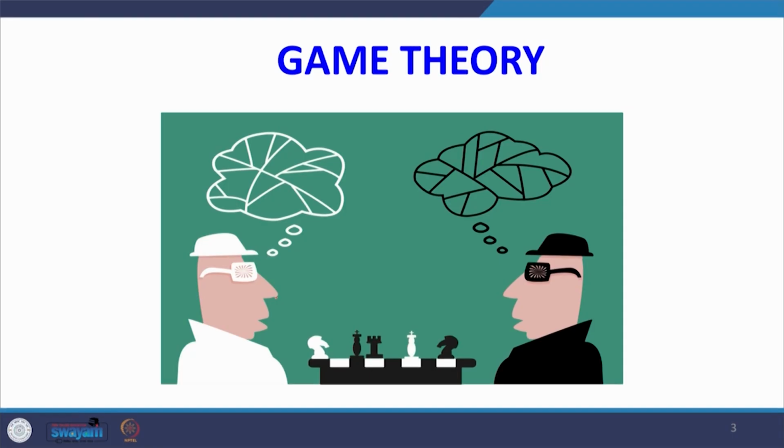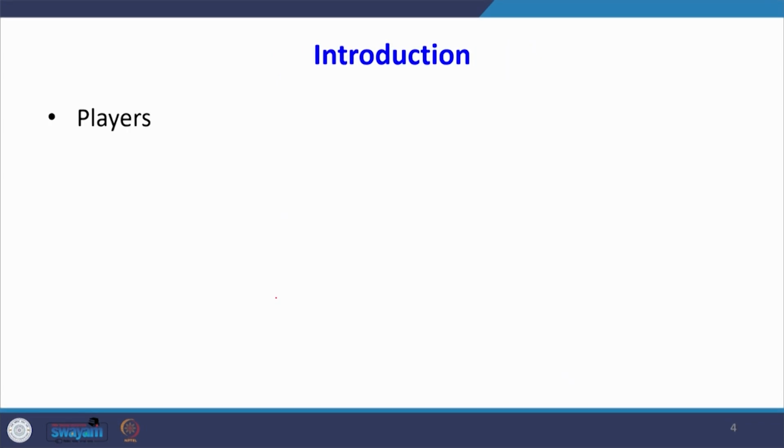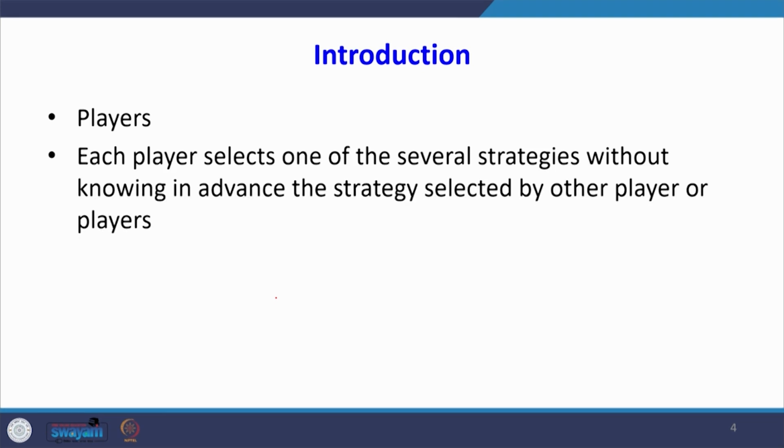This is an example of game theory. There are two players playing games. In game theory there will be two players, player A and player B. Each player selects one of several strategies without knowing in advance the strategy selected by the other player. That is an assumption.